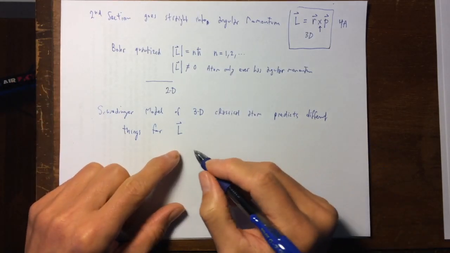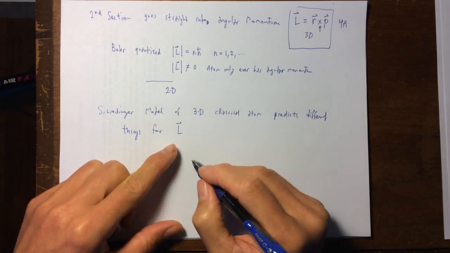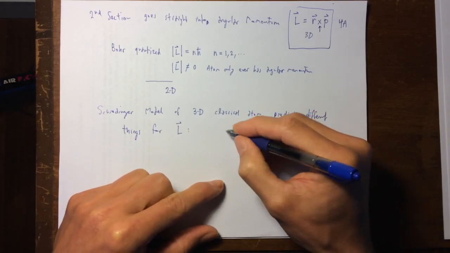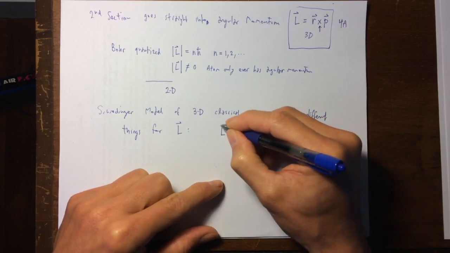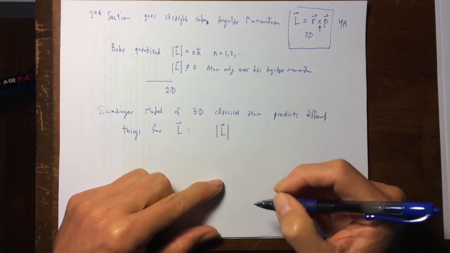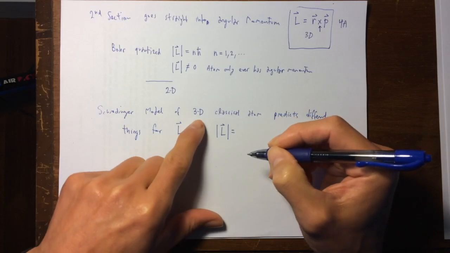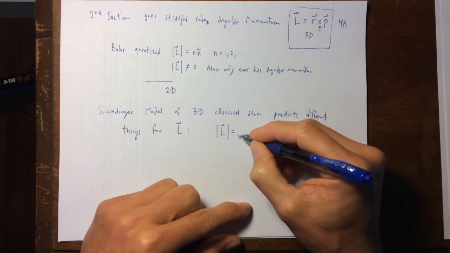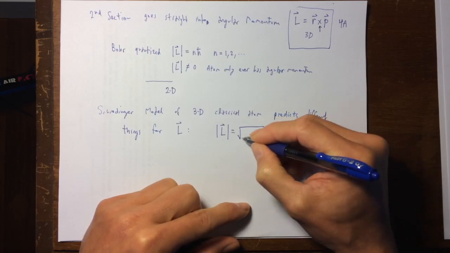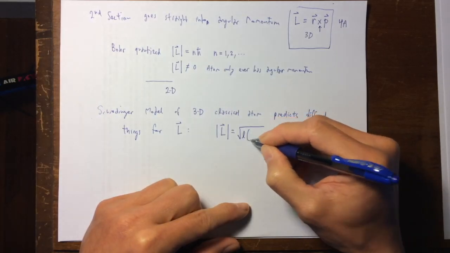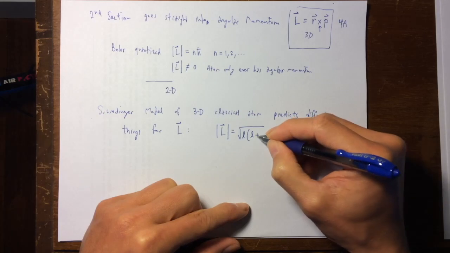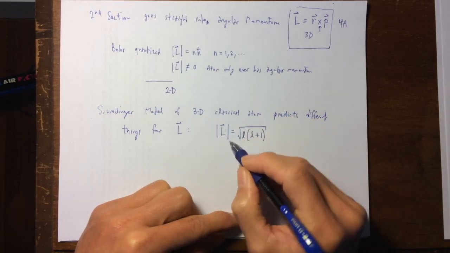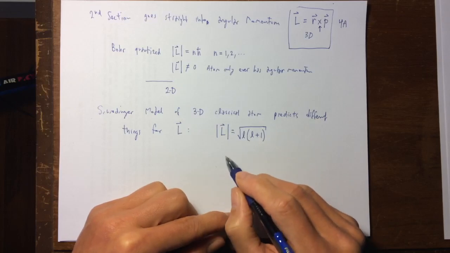In particular, here are some crazy things that the book says. So L is going to have a magnitude. This is the prediction of the 3D Schrodinger equation. It's equal to the square root of some integer L times the very same integer plus 1. And this has got to have physical dimensions of angular momentum.